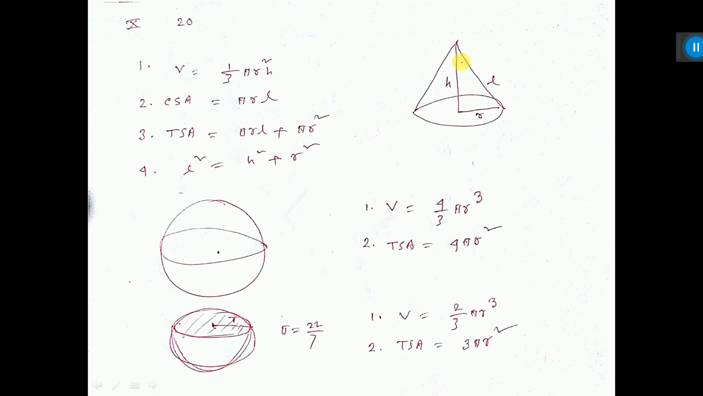Then we can tell the volume of the cone. One third pi r square, where pi is 22 by 7, and r means the radius, the base radius. The base of the cone is a circle, its radius is small r. And the height I have considered here, and it is making a right angle triangle. And this L is called the slant height of the cone. So you can apply the Pythagoras theorem here: L square equals h square plus r square.